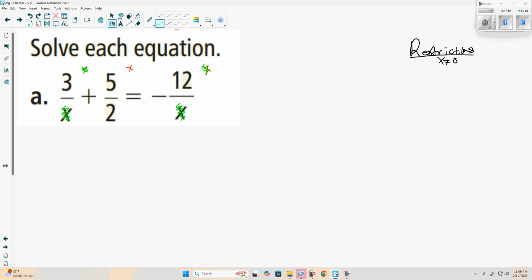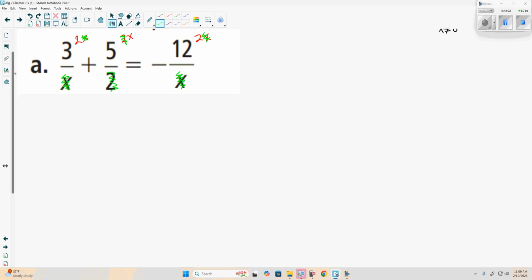What other term do we need? 2. So we're also going to have to multiply everything by 2 so that our middle denominator will cancel out with the 2. And what that leaves us with is 3 times 2, which is 6. Plus our middle term is 5 times x, which would be 5x is equal to negative 12 times 2 is negative 24.